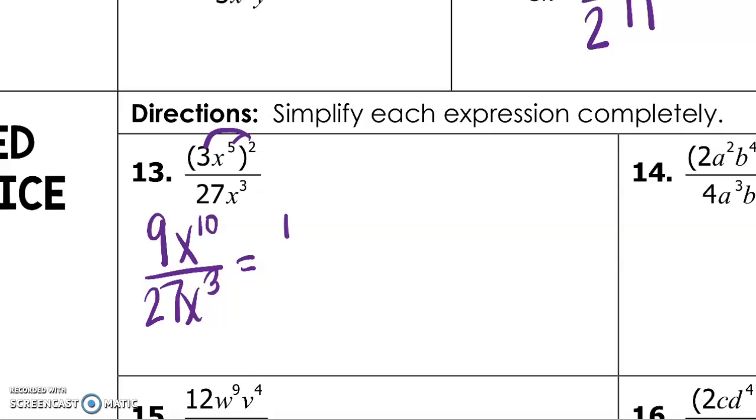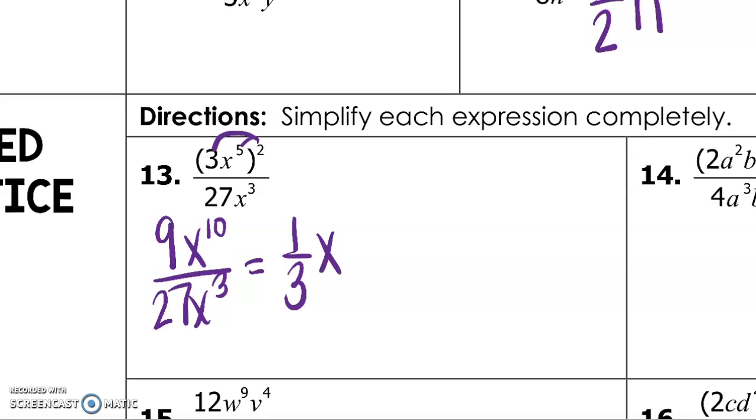9 over 27 simplifies to 1/3. Again, you need to know if you're using a decimal, how to change your decimal to a fraction. And then subtract to get x to the 7th for your final answer. So this one is your final answer.